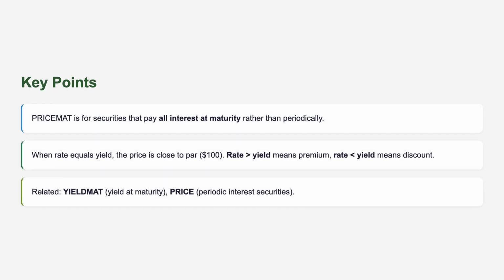Key points to remember. PRICEMAT is for securities that pay all interest at maturity rather than periodically. When rate equals yield, the price is close to par. Rate greater than yield means a premium price, and rate less than yield means a discount. Related functions include YieldMat and price.